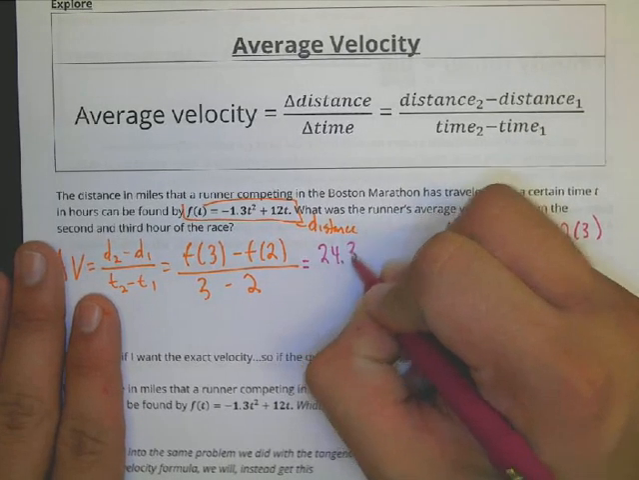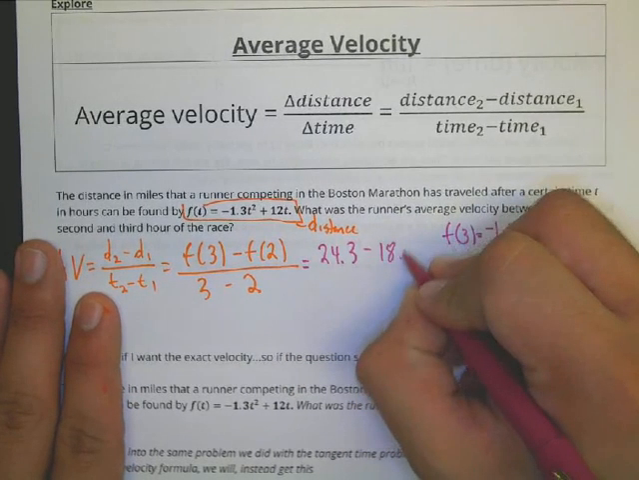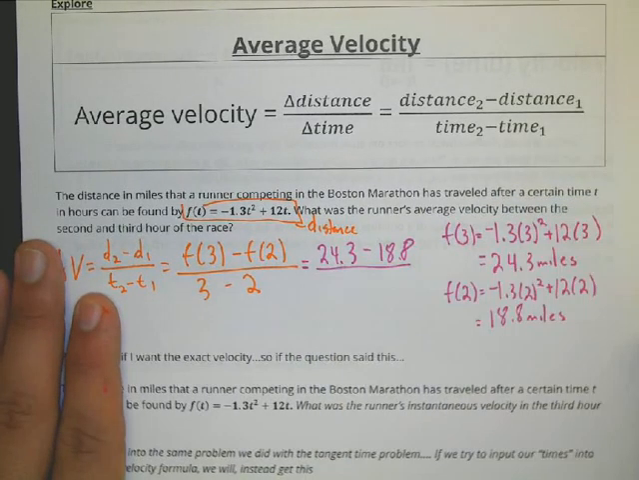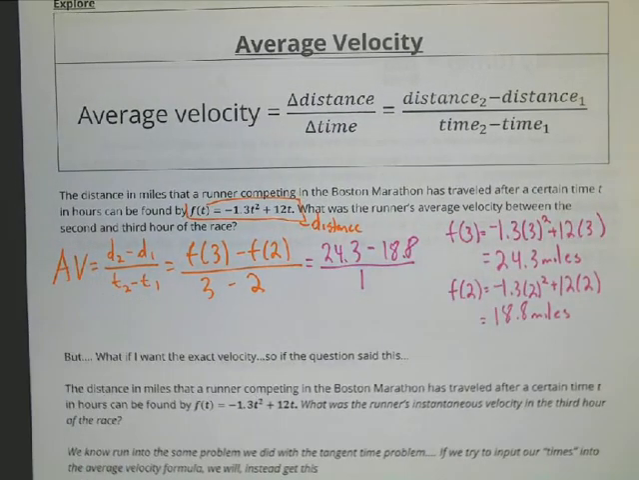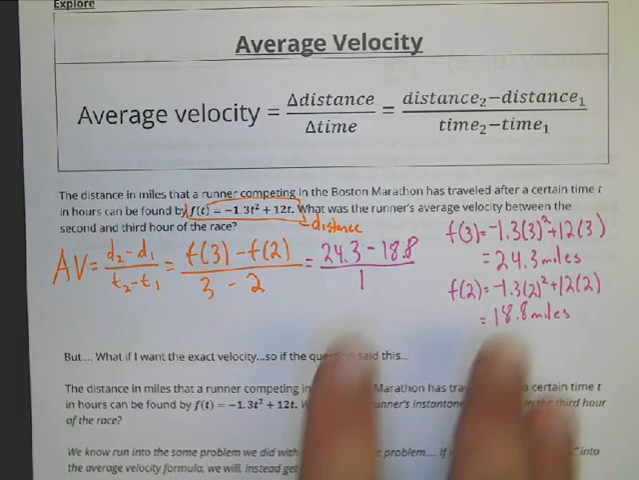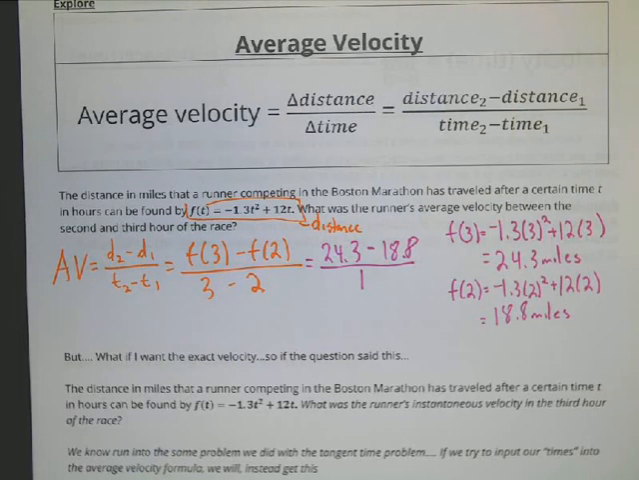So we plug those in here. 24.3 minus 18.8. What's 3 minus 2? 1. So we got lucky there. Okay. So all we really have to do is just subtract the top, right? All we have to really do is just subtract the top. So when I do that, what do I get?